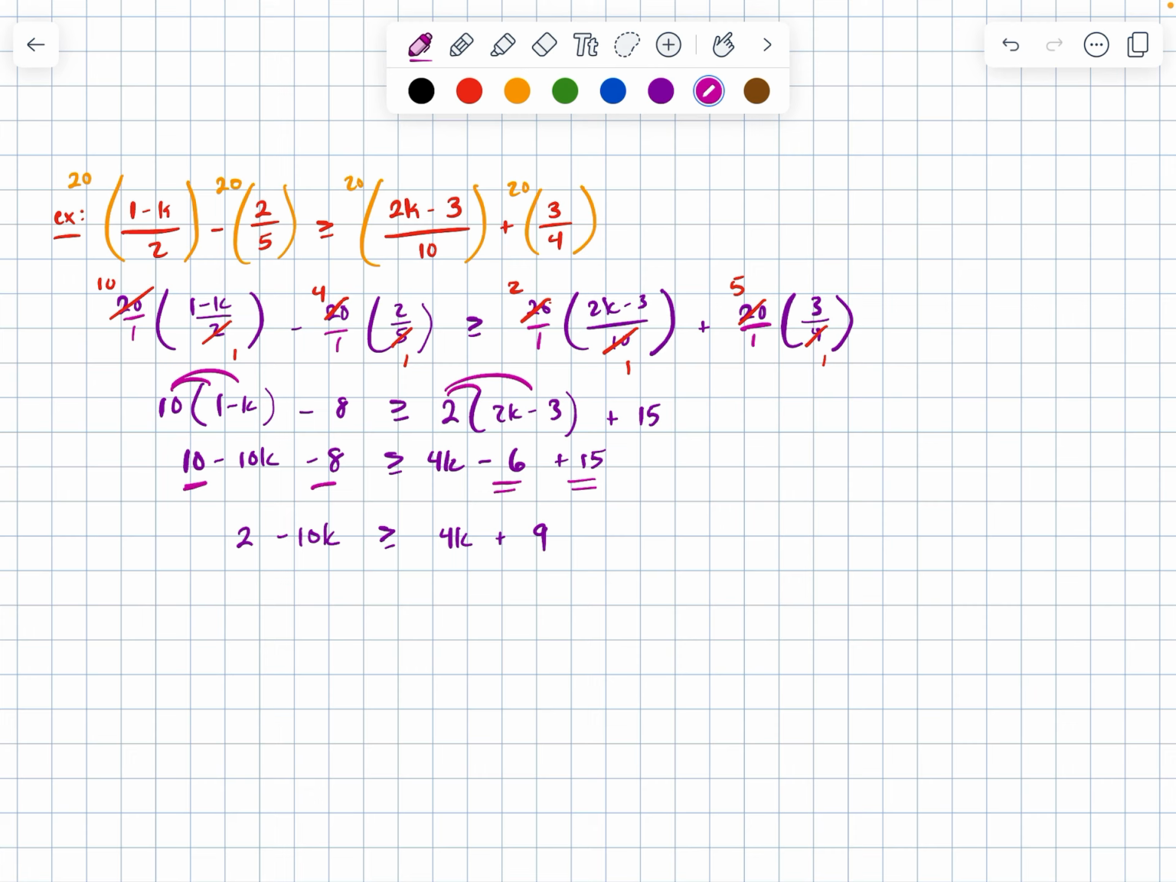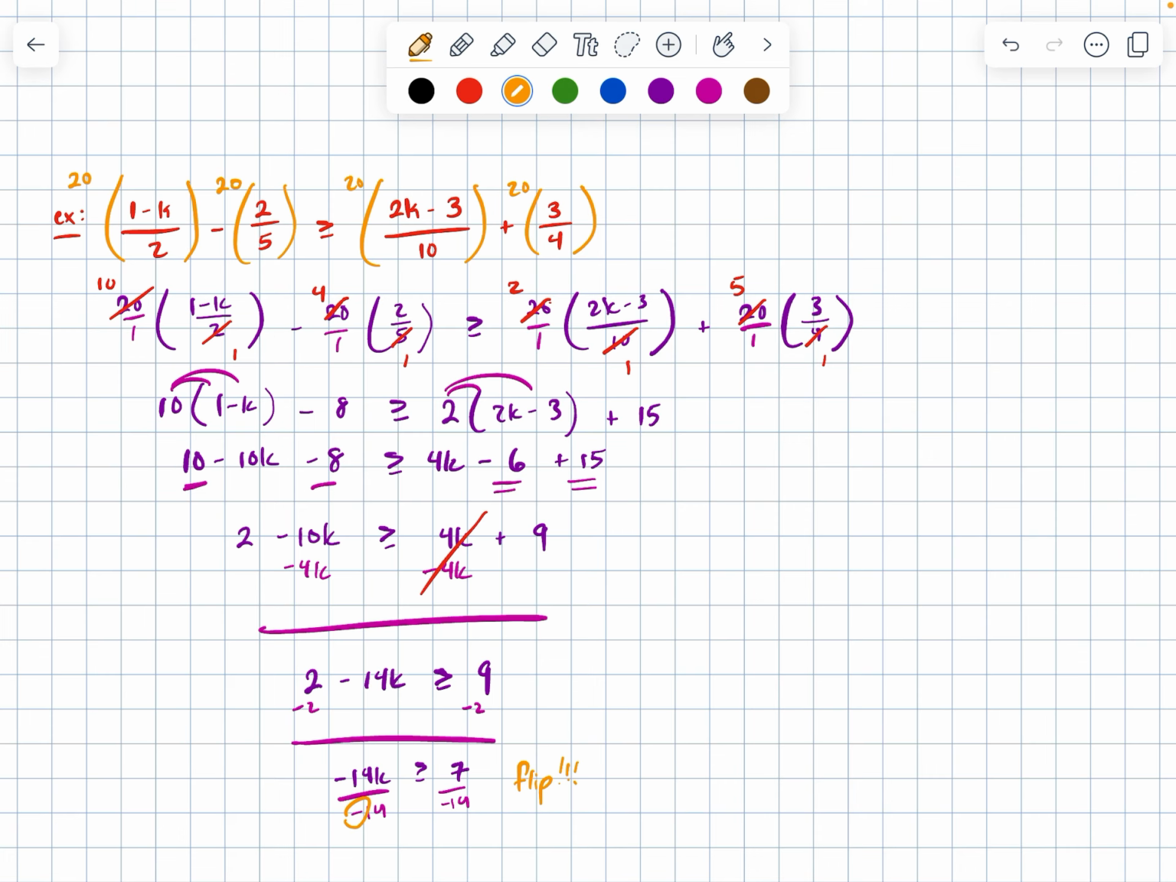Now, maybe I'll move everything to the left this time just so I get some practice with a particular type of operation. Minus 4k cancels out on the right side. I've got 2 minus 14k is greater than or equal to 9, minus 2 from both sides. I've got negative 14k is greater than or equal to 9 minus 2, which is 7. Divide both sides by negative 14. Notice here I'm dividing by a negative, so I'm going to need to do a backflip.